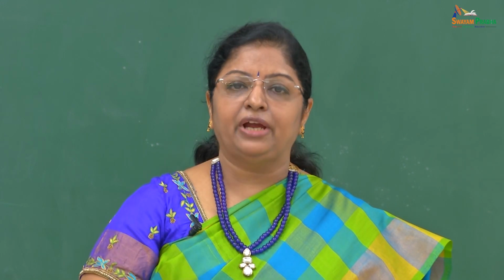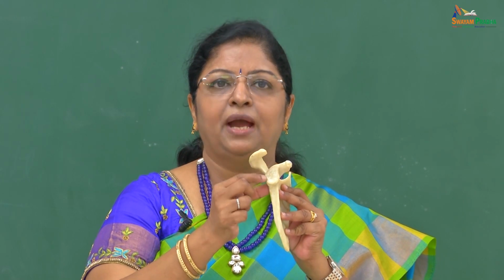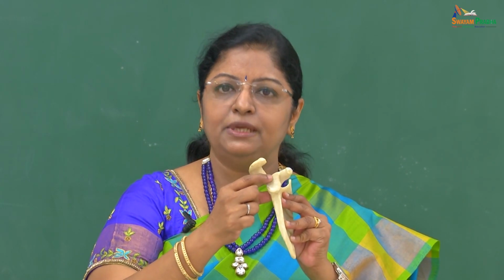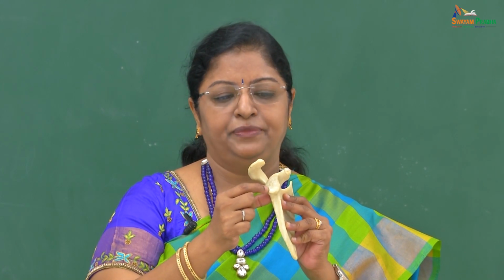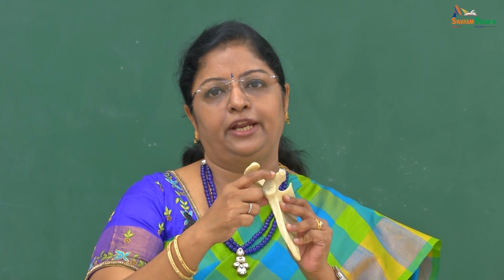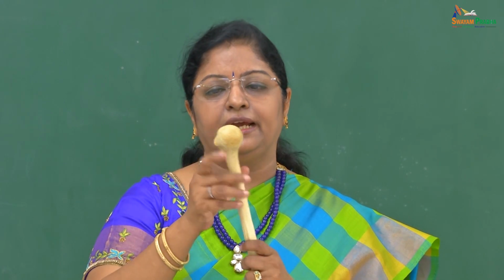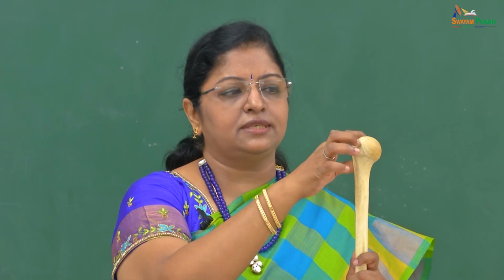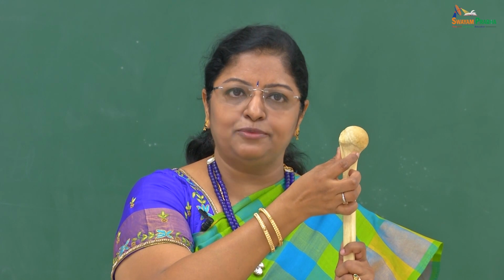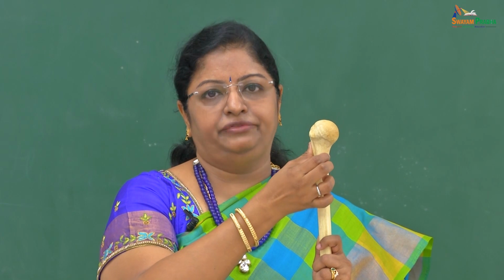To repeat, the fibrous capsule forms the loose outer covering of the shoulder joint. It is very loosely attached, so it can allow free movements of the shoulder joint. Proximally, it is attached to the margins of the glenoid cavity, proximal to the attachment of the glenoidal labrum. Here, it has an opening for the origin of the long head tendon of the biceps muscle to come out of the joint cavity. Distally, it is attached to the anatomical neck of the humerus, except inferiorly where the attachment extends 1.25 centimeters below up to the surgical neck of the humerus.